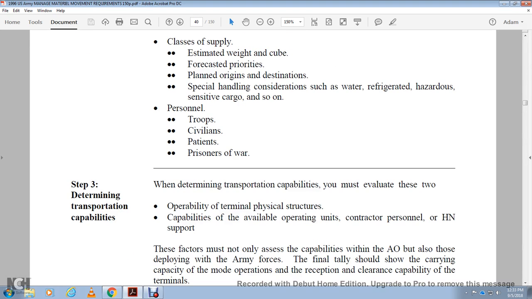Step 3, when determining the transportation capabilities, you must evaluate the operable terminal physical structures, and the available operating units or contract host nation support.